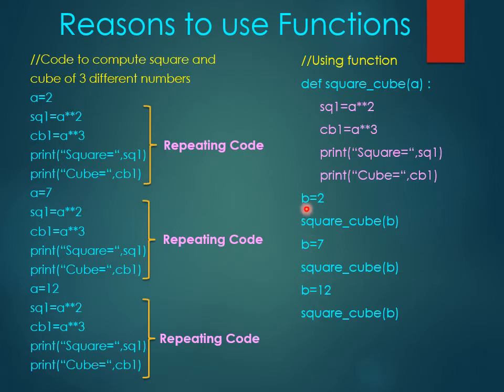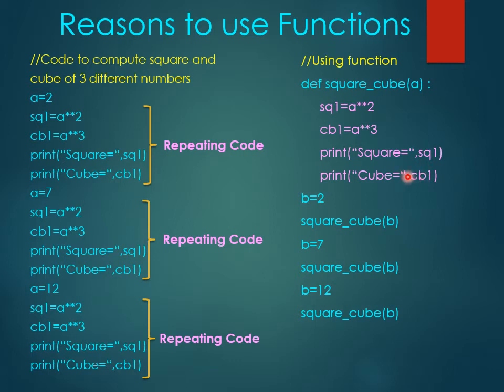Now see, in this case I took first b equal to 2, and here square underscore cube, the same name which I used here, I am using to call the function. So I'm calling this function from here, and I'm passing the value of b, that is 2, to a. So the value of a will become 2, and it will calculate 2 raised to power 2 and a cube, a raised to power 3, and those values will be stored in sq1 and cb1 respectively, and this print statement will print sq1's value and cb1's.